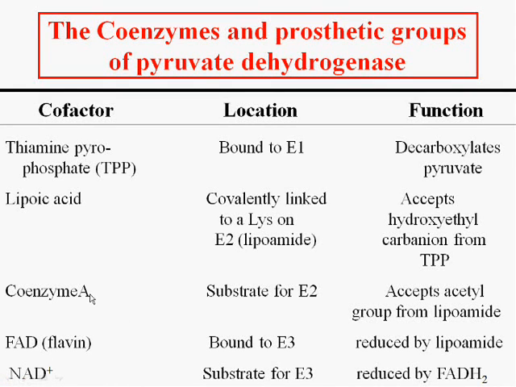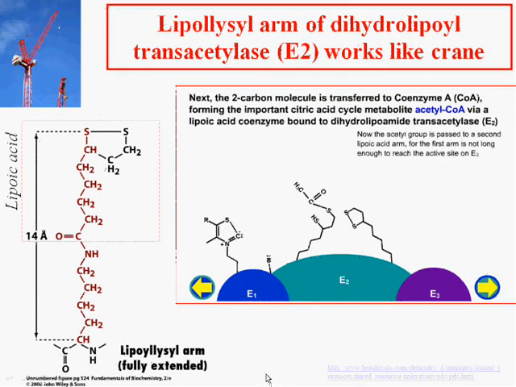So coenzyme A and NAD+ are stoichiometric cofactors because they're converted to something by the reaction, whereas TPP, lipoic acid, and FAD are catalytic cofactors because they're regenerated after the reaction. NAD+ is the substrate for E3, and it's reduced by FADH2, and NAD+ gets converted by reduction to NADH, which of course carries high energy electrons, which go on to make ATP in the electron transport chain and oxidative phosphorylation.